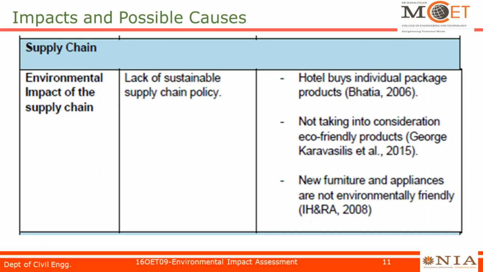Supply chain, environmental impact of the supply chain, lack of sustainable supply chain policy. Supply chain means like how much is coming, how much they are using, how much is going as waste. So something related to their supply of goods from their suppliers. So hotel buys individual packaged products, right? Not taking into consideration eco-friendly products. New furniture and appliances are not environmental friendly. These are the causes of the problem of supply chain.